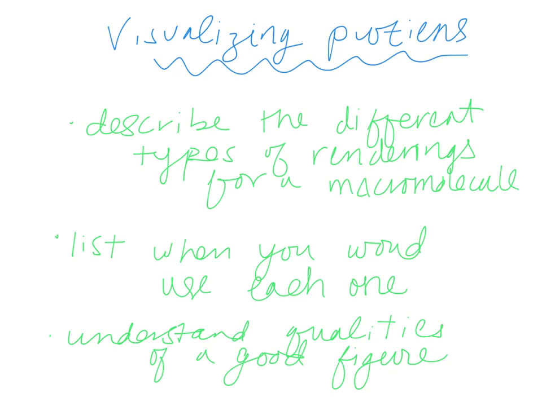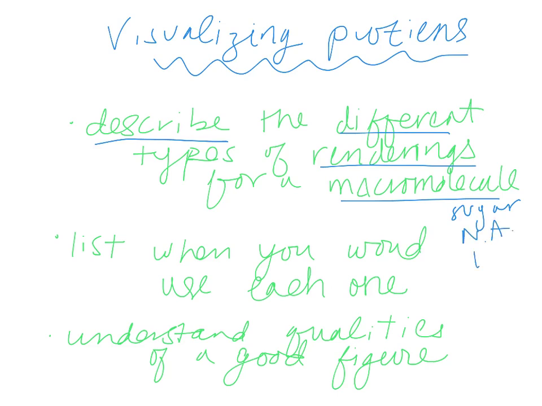Okay, hey Biochem, this is the visualizing proteins video. After watching this video, you should be able to describe the different renderings for a macromolecule. So this doesn't have to be proteins. It could be sugar, it could be nucleic acid, it could be lipid. It all counts. List a use for each of the different renderings and understand the qualities of a good figure.